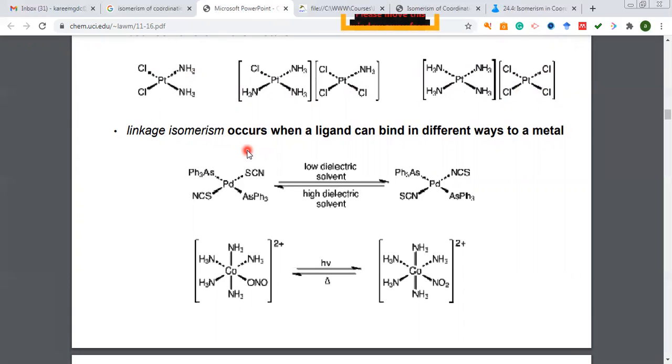Another one is linkage isomers. We can expect linkage isomers when we have ambident ligands. What is an ambident ligand? An ambident ligand is a monodentate ligand which has more than one donor center. If any monodentate ligand has more than one donor center, then such ligands are known as ambident ligands.